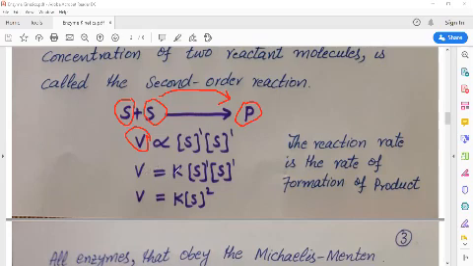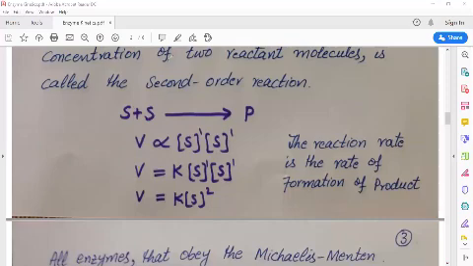V is equal to K into substrate concentration of one molecule, into substrate concentration of the other molecule. V is equal to K into substrate concentration squared, because the product of substrate concentrations will be multiplied. The reaction rate is the rate of formation of product. Usually when we ask the rate of reaction, it means the rate of formation of product.